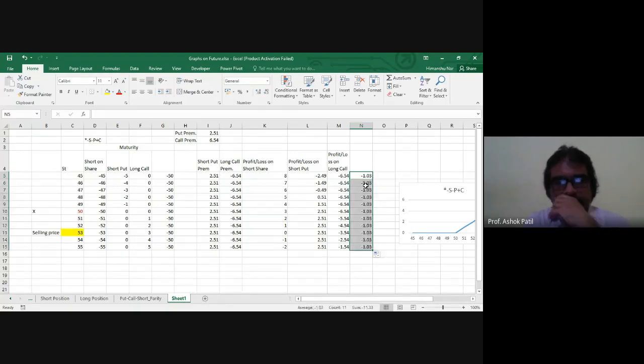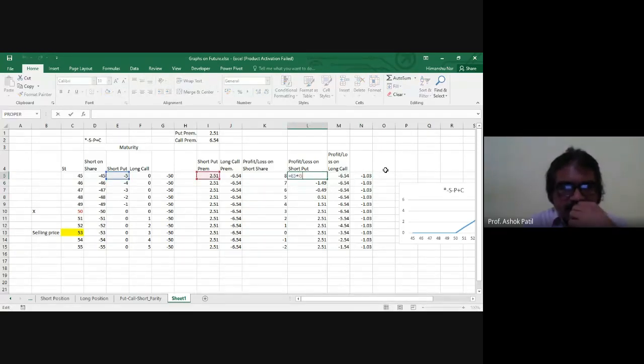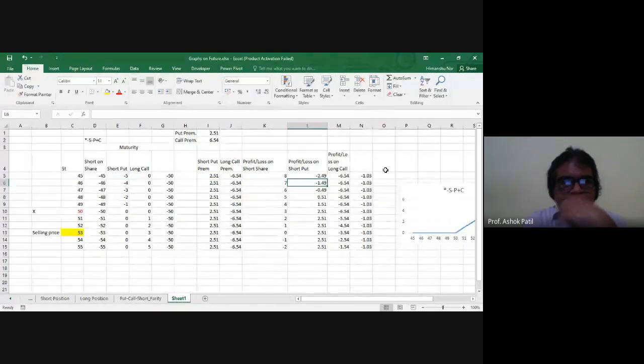-1.03. Why is this 2.49 in the beginning? Oh, this one. The first one, -2.41, is that clear? So this is the formula, sir. Correct. So the short put payoff and your long call. Now you can see the amount in the N column, which is your profit, which is fixed.